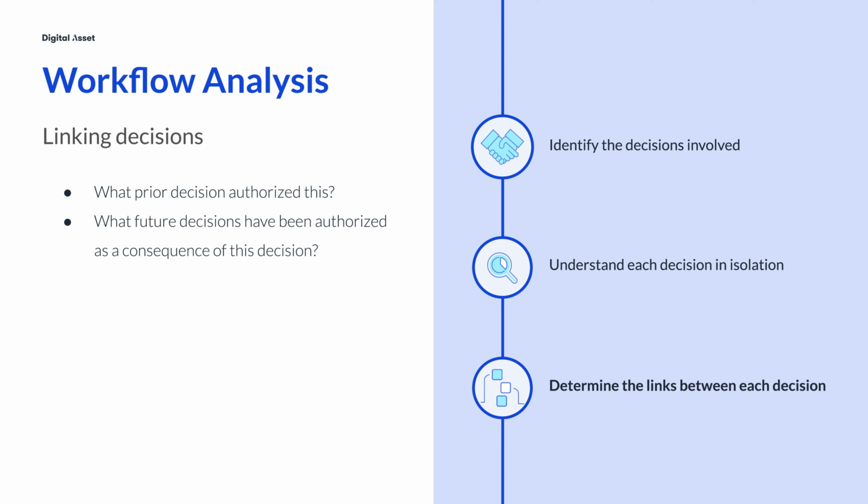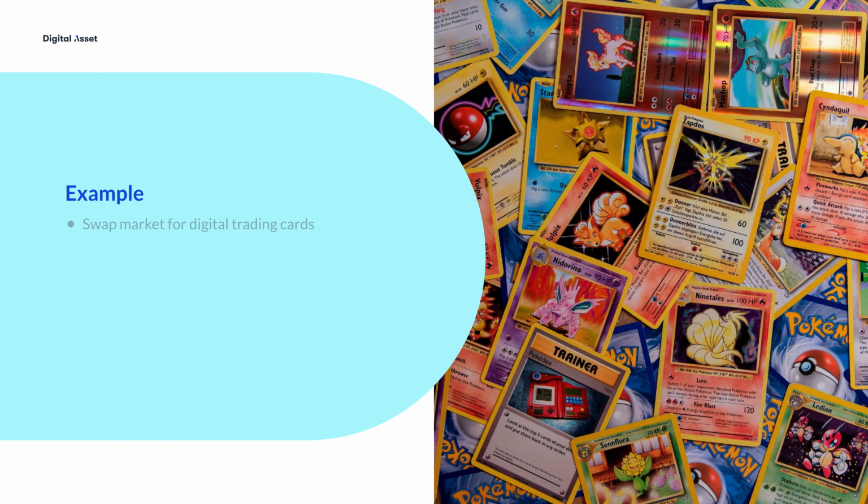Our example will be a swap market for digital trading cards. Each card will have an issuer and an owner, but for this example, we won't worry too much about the issuer. The marketplace will allow card owners to offer their cards and respond to offers with proposed swaps. If both card owners have agreed to a proposed swap, then the cards will be exchanged, and the issuers will be informed of the swap.